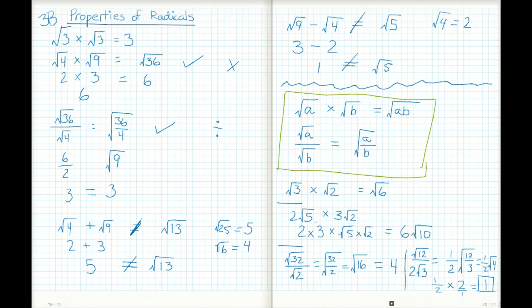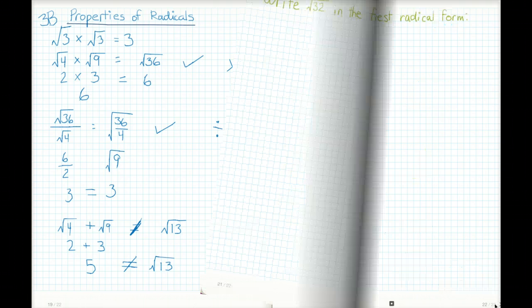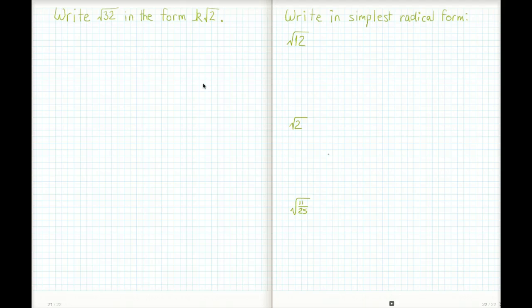There's one special type of question that I'd like to show you next. You might be asked to write a radical in a certain form. This here means that k is some integer that you're going to find out. It's some whole number. And square root 2 is the radical part. So I already know that I'm going to convert this into something that has a radical 2 and a part that comes outside the radical.